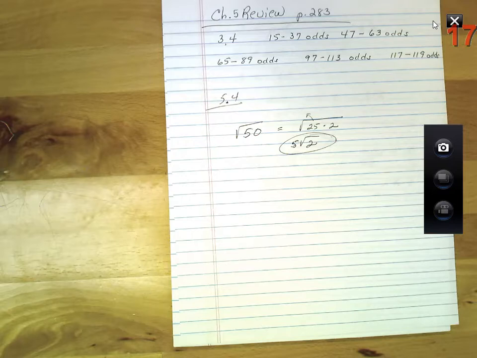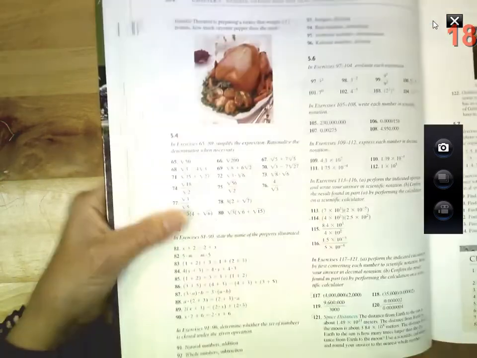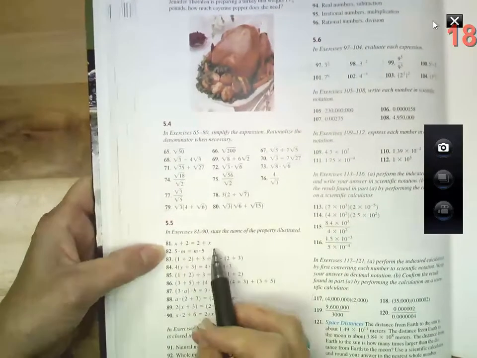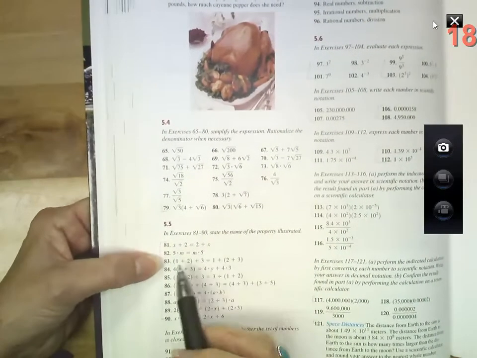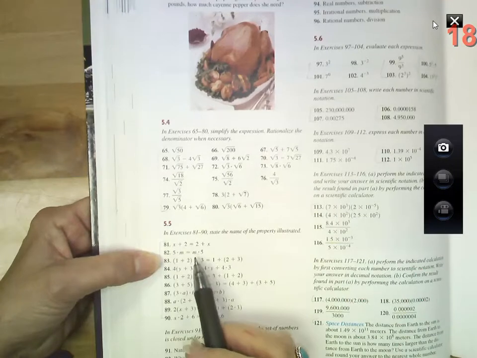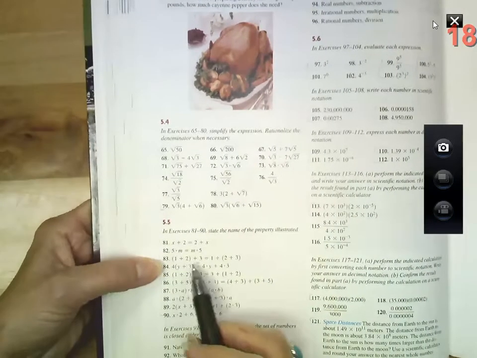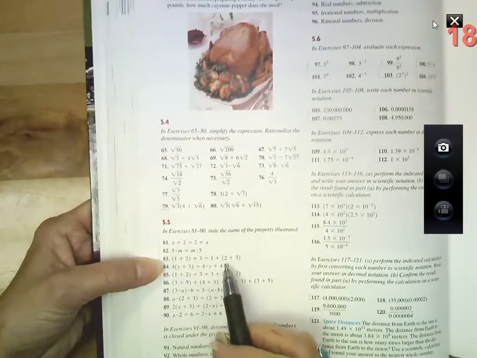Then you did the properties, like on 81 through 90. This is on page 284. We had x plus 2 equals 2 plus x. Let's just look at some of those just a minute. x plus 2 equals 2 plus x is commutative. What about 5 times m equals m times 5? Commutative. 1 plus 2 plus 3 equals 1 plus 2 plus 3.